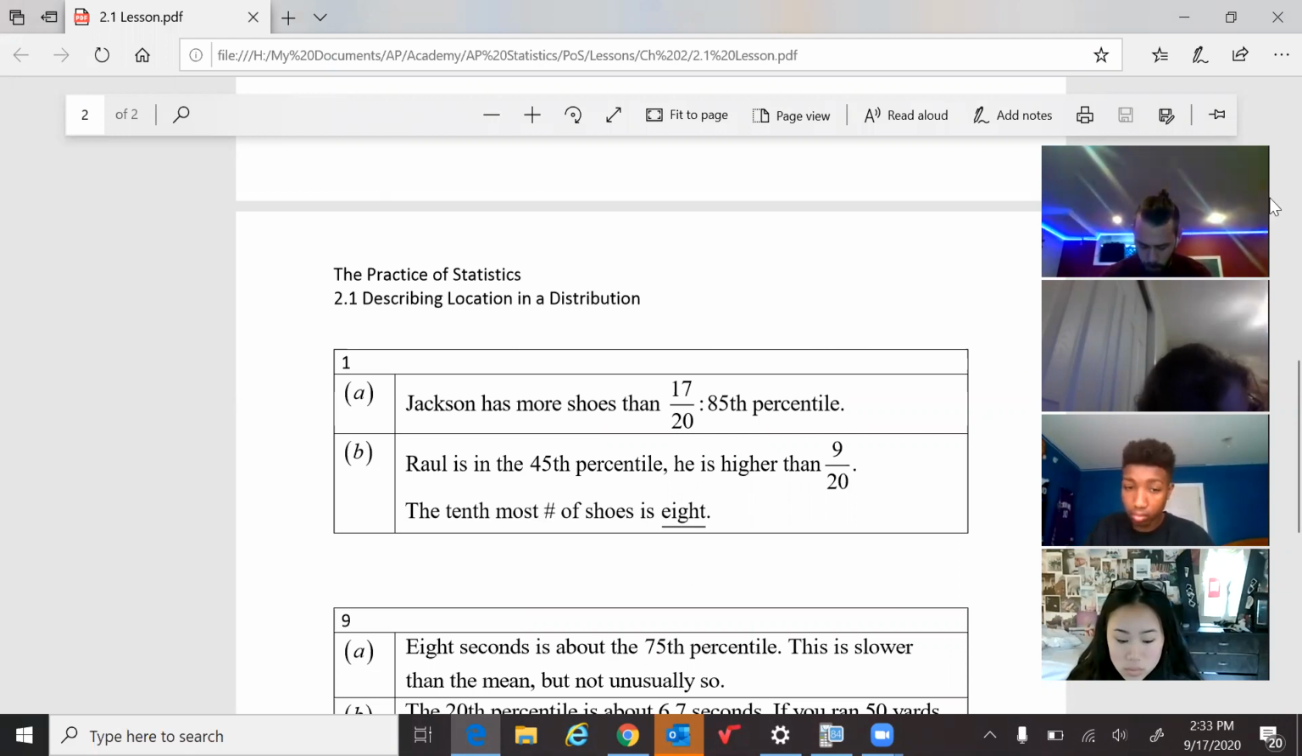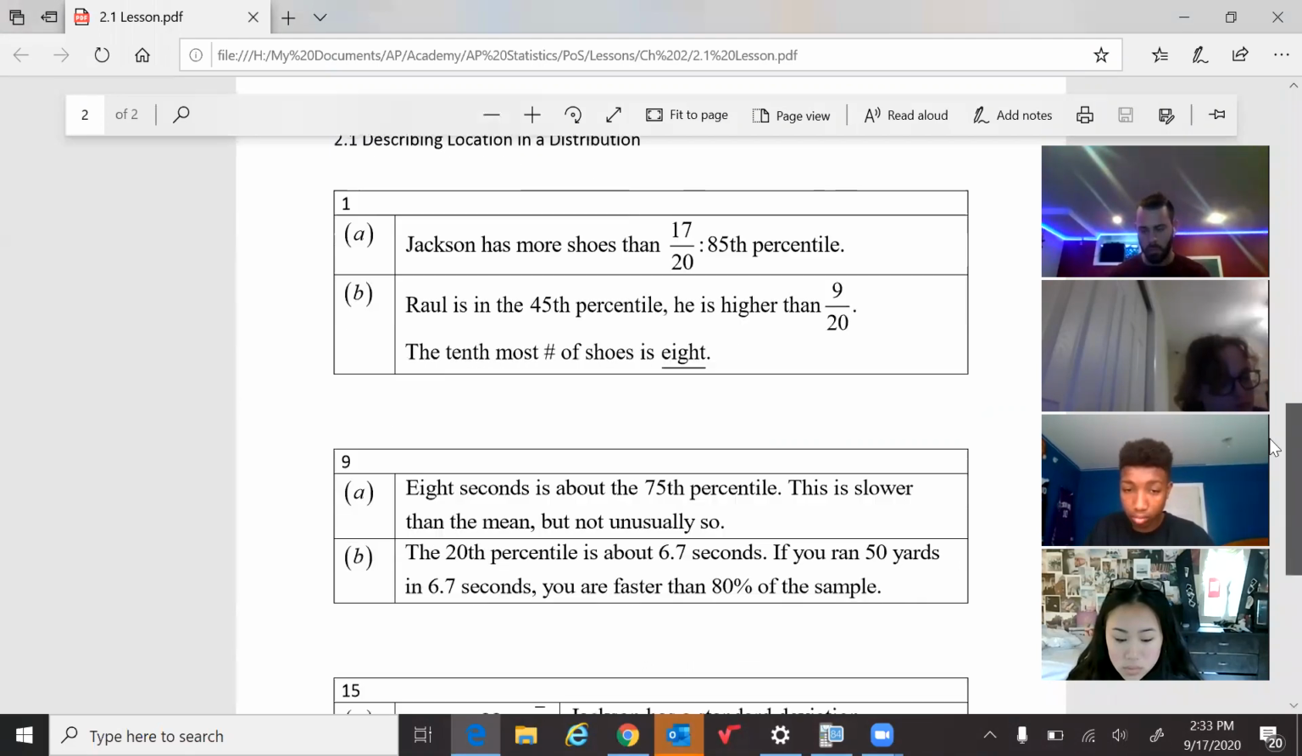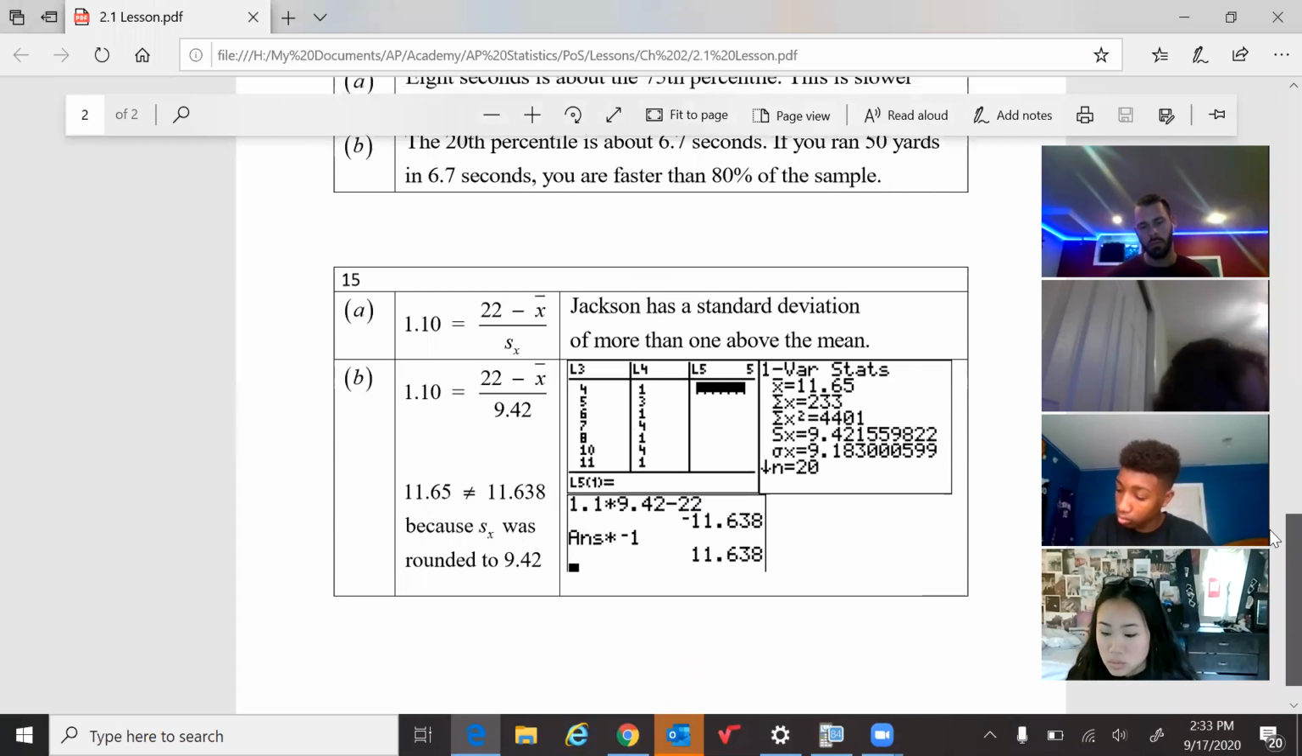Then you use that same distribution to deal with 15. So for 15, it says Jackson had the 22 pair of shoes, has a standard score. The z-score is 1.1. So I took this. What is the z-score?